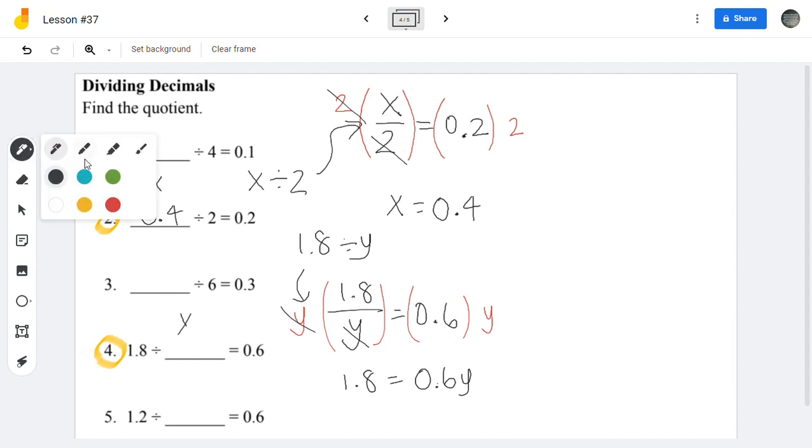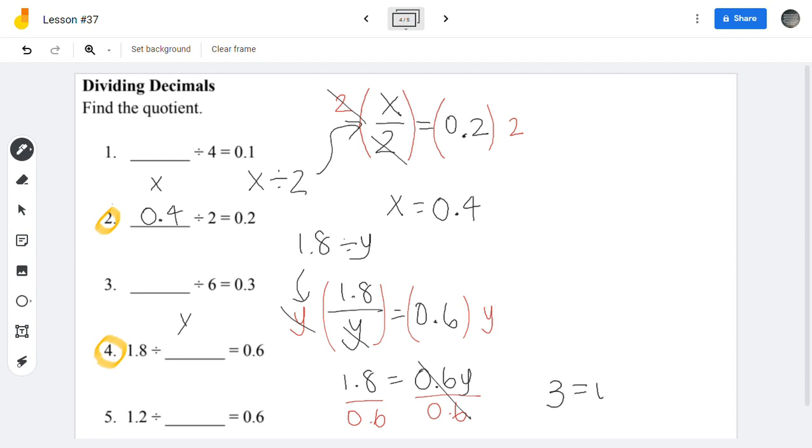So I'm going to be dividing both sides by 0.6. Now this will leave y alone on the right side, and we'll have 1.8 divided by 0.6 on the left side. And if you divide it, you'll know you get 3 equals y. So your number 4 answer should be 3.